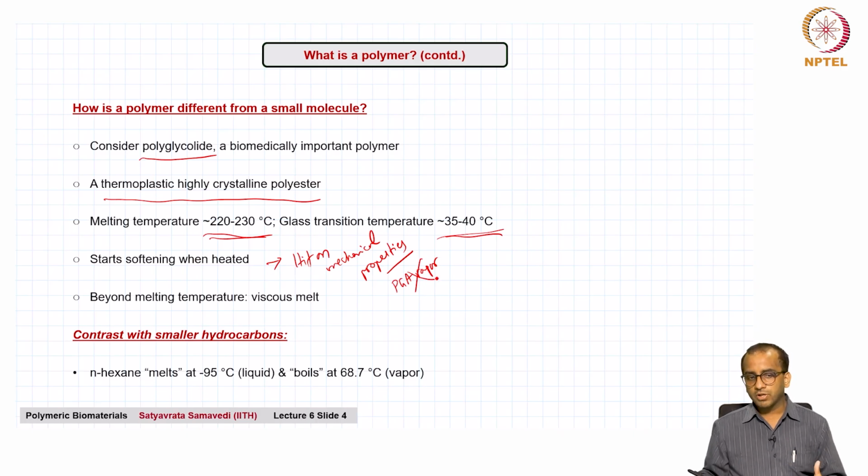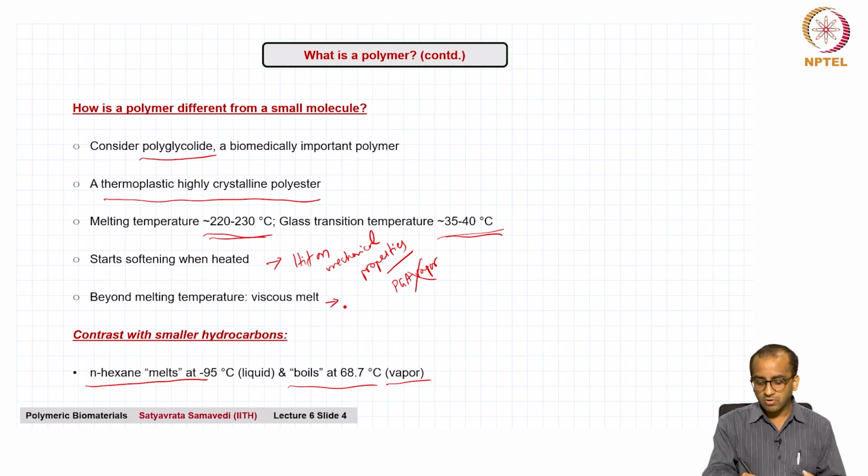Unlike a small molecule, for example, like N-hexane, which melts at minus 95 degrees centigrade and boils at 68.7 degrees centigrade. Notice that both of these are exact numbers, not ranges, and you actually get the vapor once you heat it beyond a certain point. That will never happen in a polymer. You will get a viscous melt, and if you heat it further, what you will get is another event called decomposition.